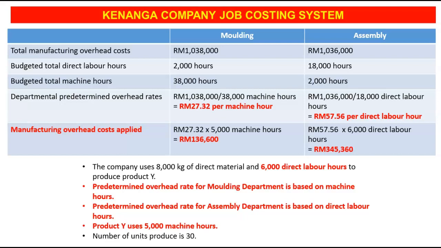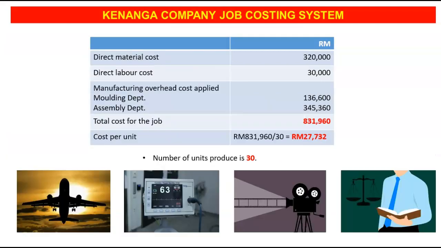The second part of the calculation is for the assembly department. The departmental overhead rate for the assembly department is RM1,036,000, the one that we calculated just now, and we divide it by 18,000 direct labor hours. We get RM57.56 per direct labor hour. So we are using 18,000 labor hours as the base because the predetermined overhead rate is based on labor hours. And we know that product Y uses 6,000 direct labor hours. So we multiply by 6,000, we get RM345,360.